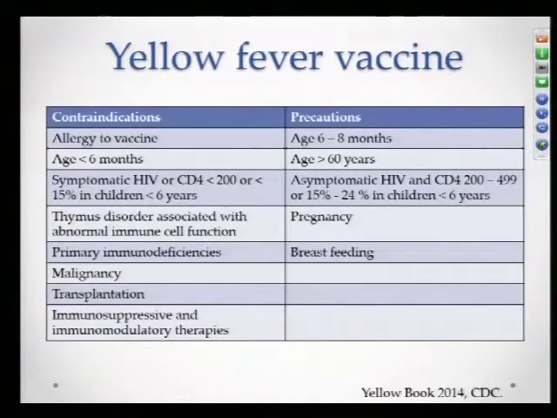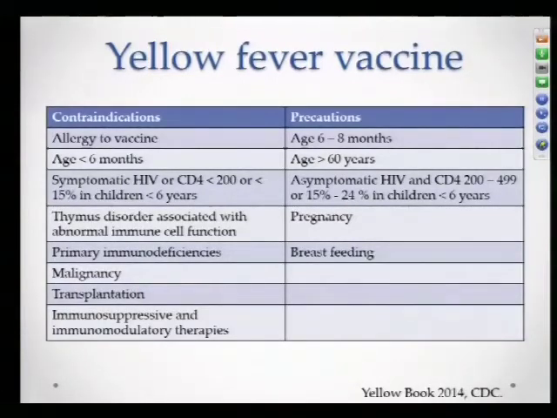Those who are taking immunosuppressive medications, probably things like for rheumatoid arthritis and so on, especially heavy doses of prednisone, and thymus cell disorders. Now, HIV. Look at how the wording is. Symptomatic HIV or CD4 less than 200.